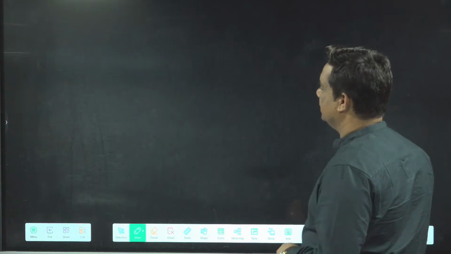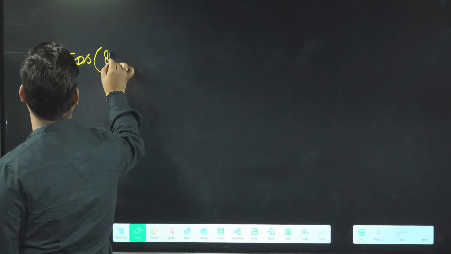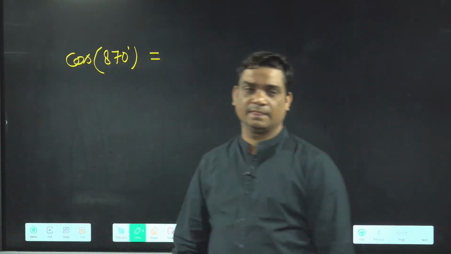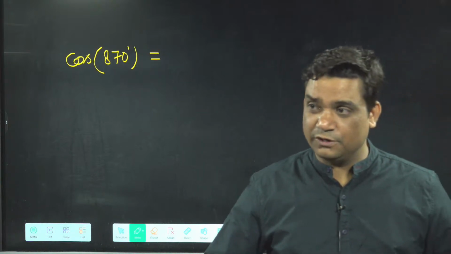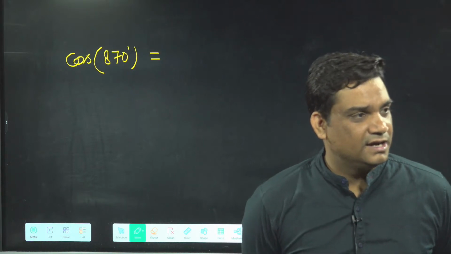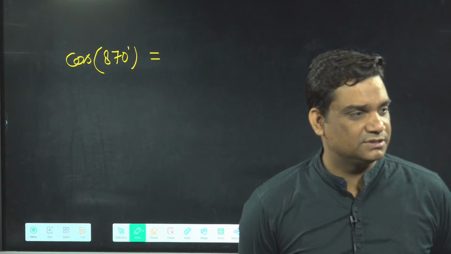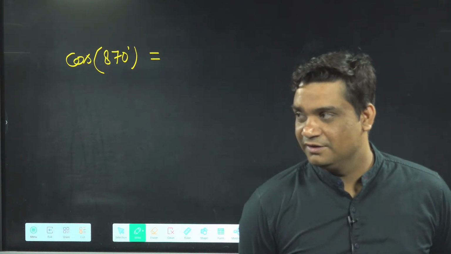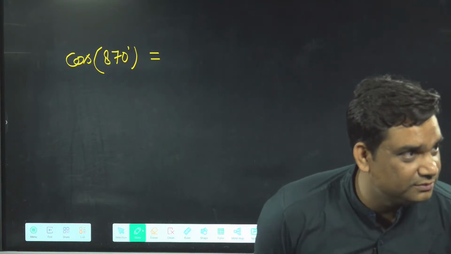So the question is here: cos 870. What will be the answer? And tell fast, because now I need to tell some more questions and time is going. Waiting for your answer.